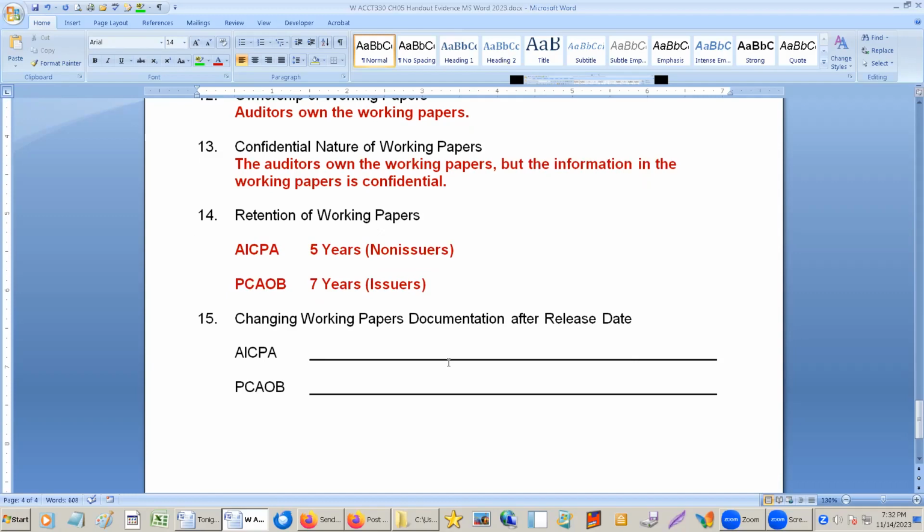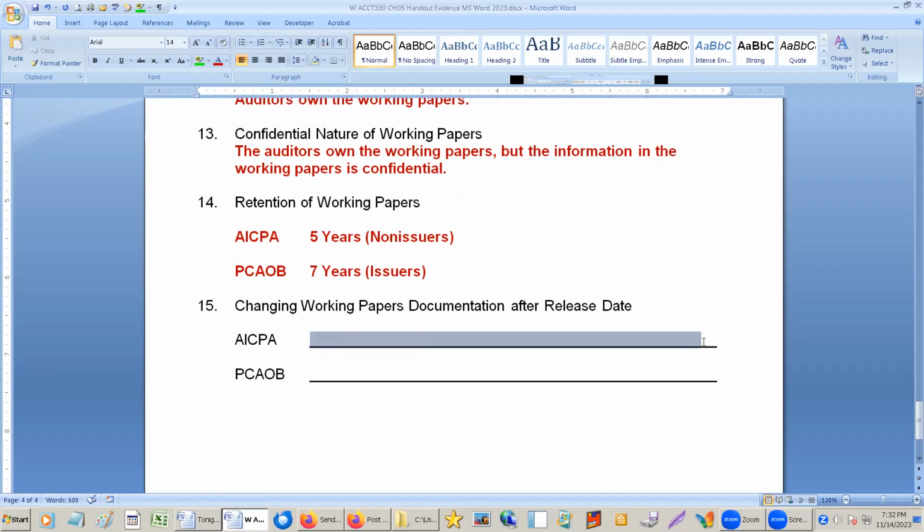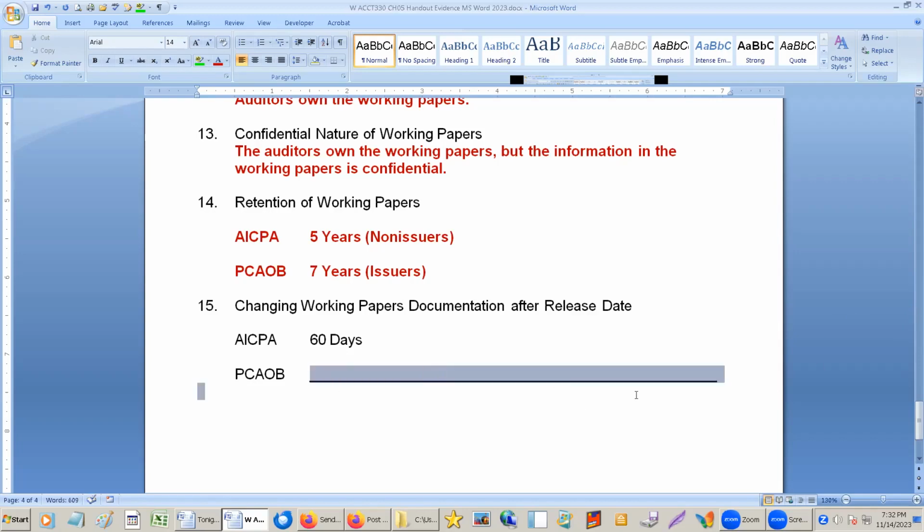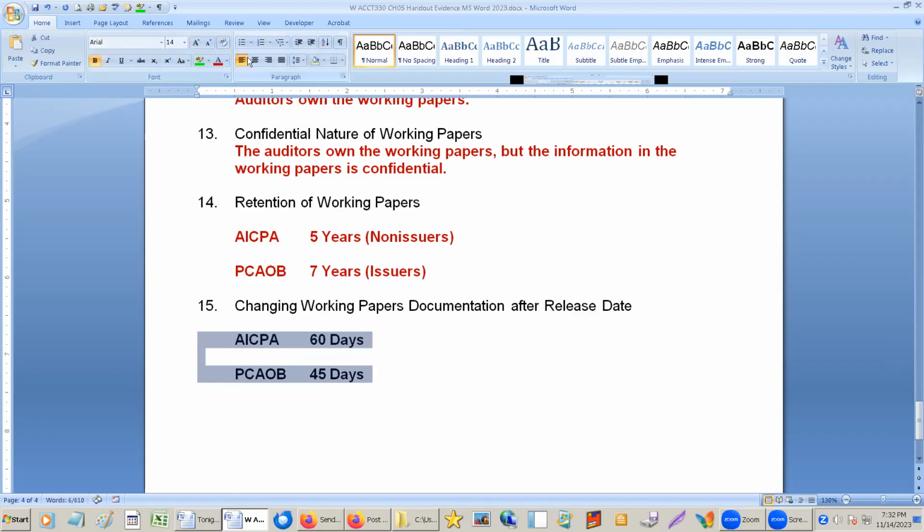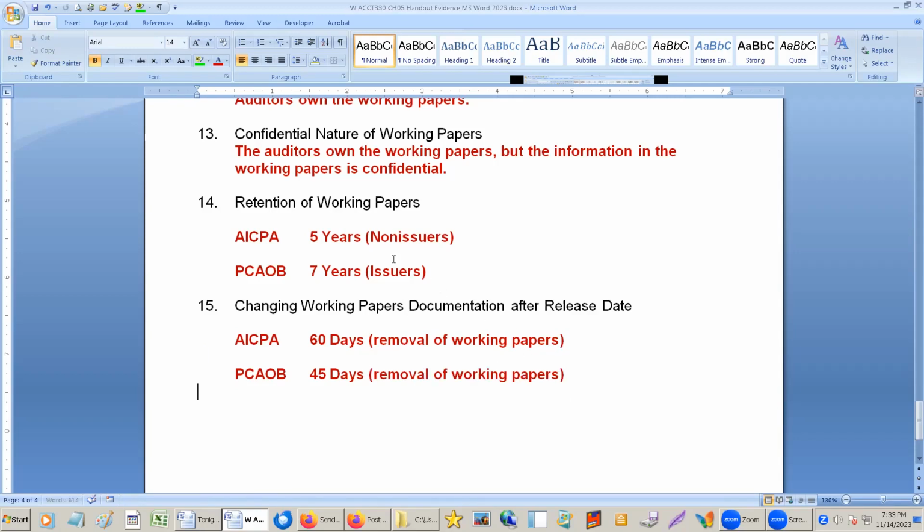Changing the work papers documentation after the release date. AICPA, 60 days. PCAOB, 45 days. Kind of cleaning up the work papers, they would call this. And this is for things to be removed from the work papers. You can always add stuff to the file. You cannot take anything out after 60 days for the AICPA and 45 days for the PCAOB.